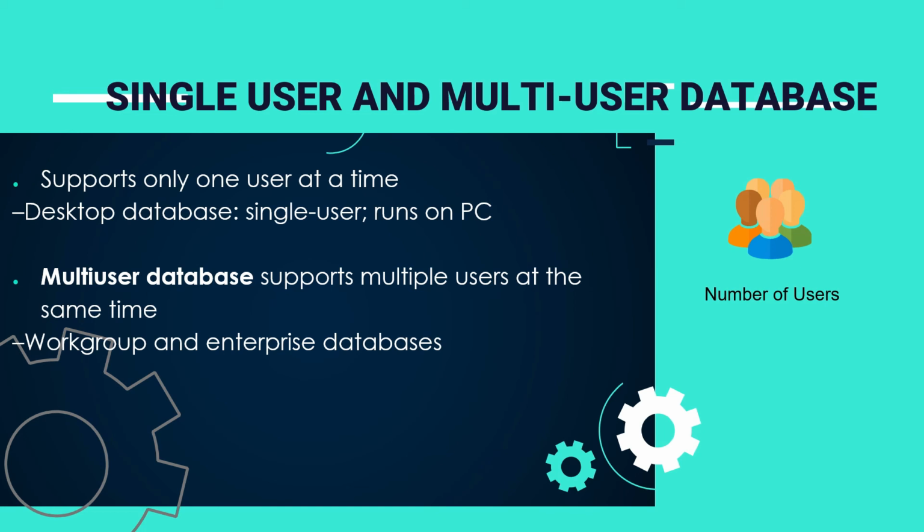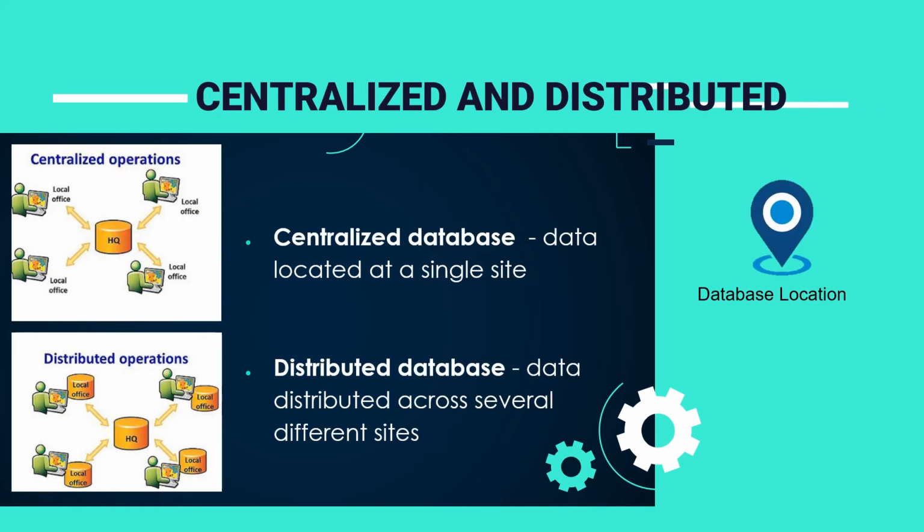We also have the multi-user database, which supports multiple users at the same time. This is the database that is used in a workgroup or in an enterprise. According to database location, there are two subtypes. First is the centralized database, and the other is the distributed database. A centralized database is stored at a single location, a mainframe computer for instance. It can be accessed, maintained, and modified only from that location.